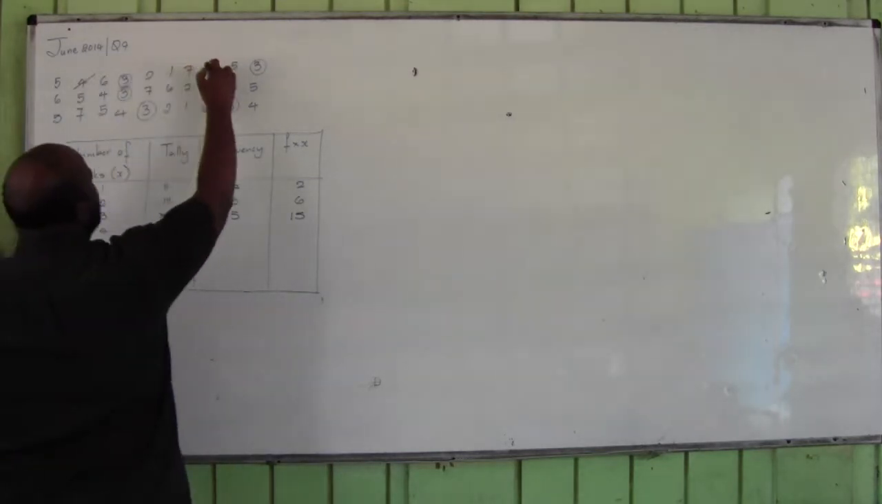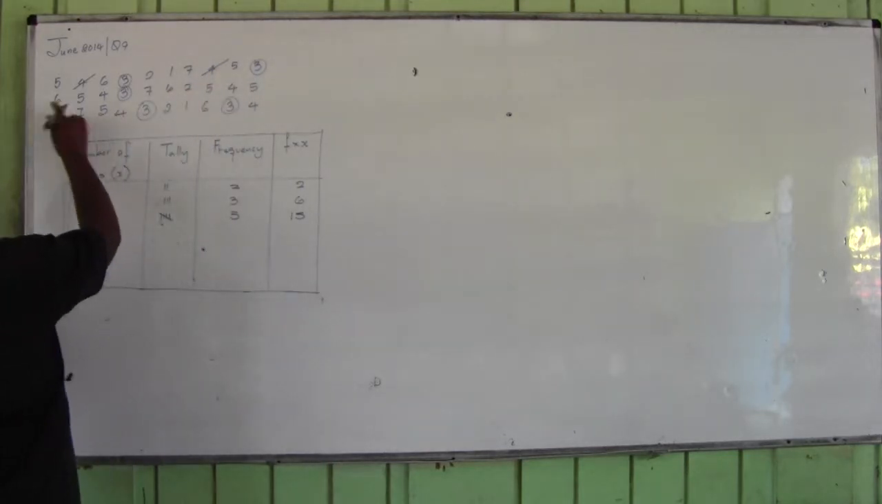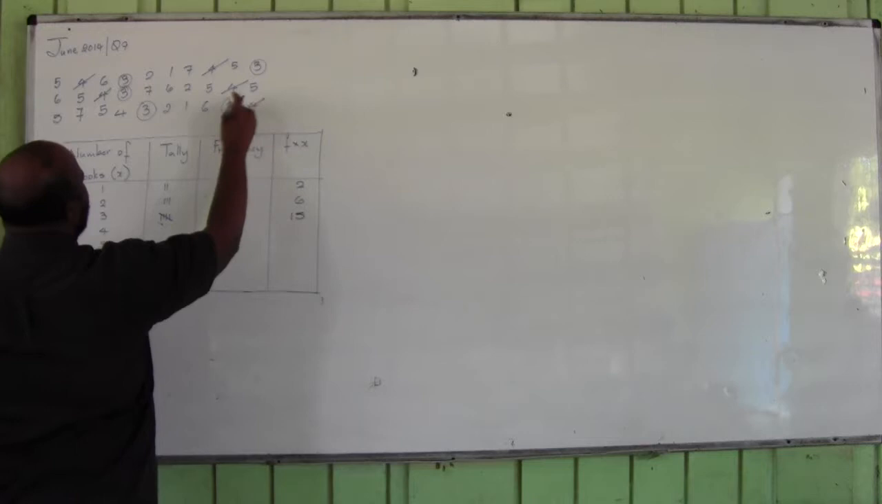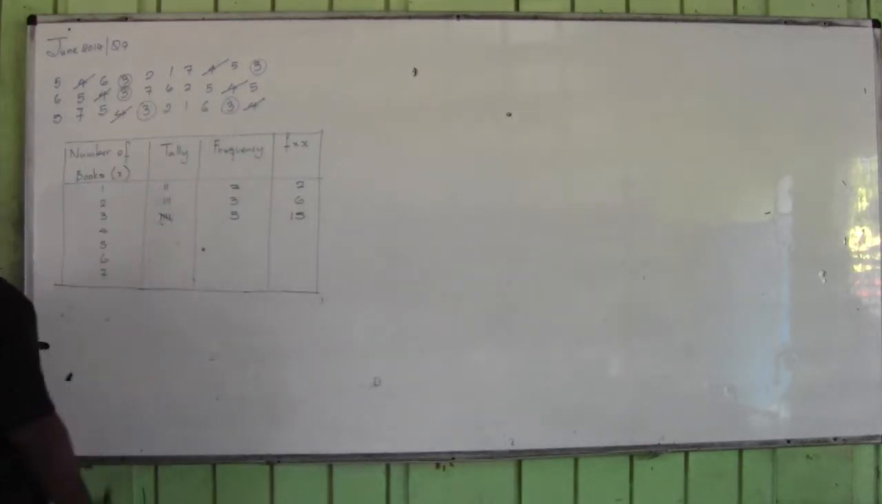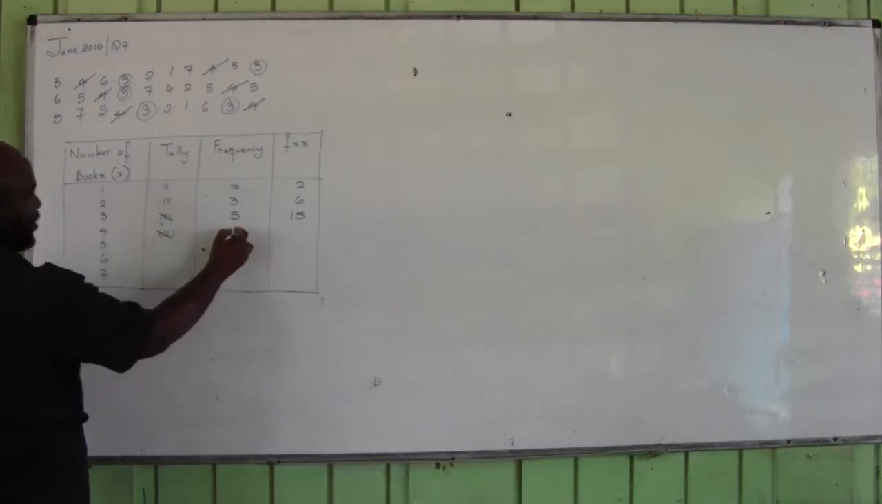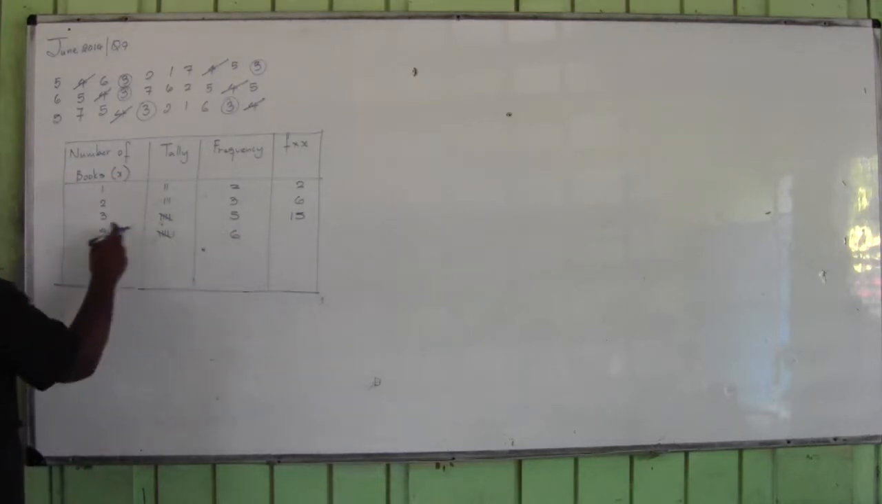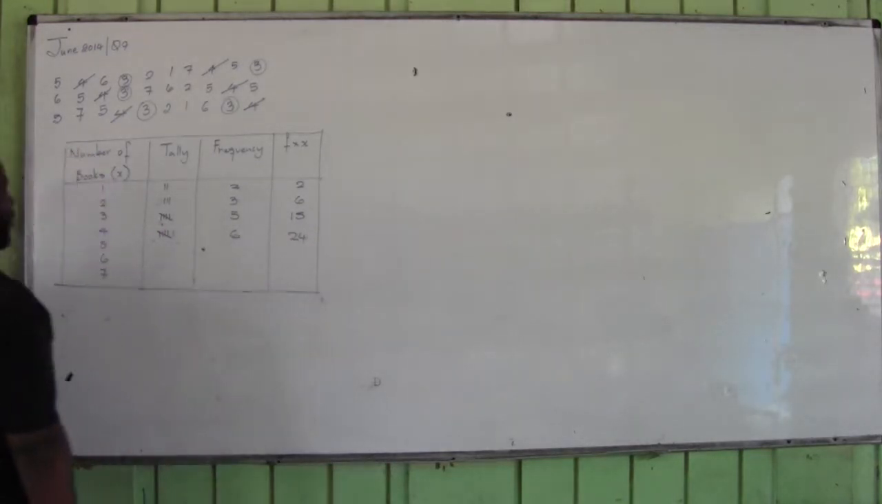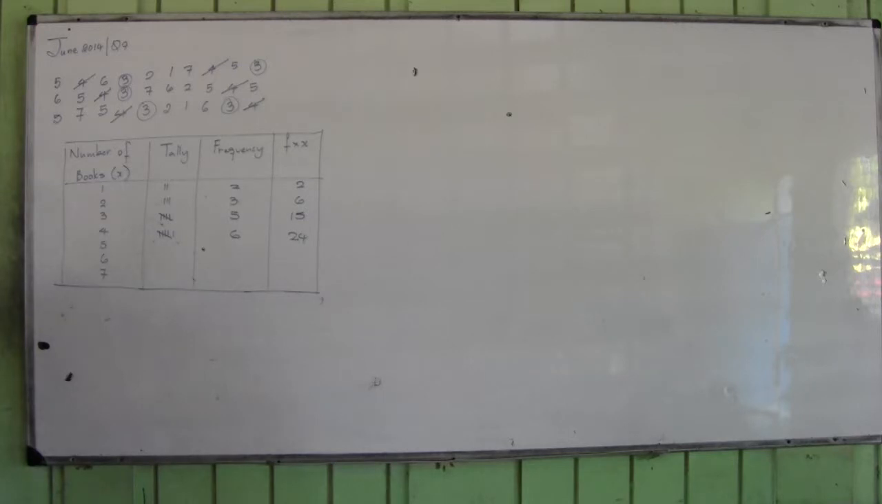1, 2, 3, 4, 5, 6. Do you agree? So the frequency is 6. 6 times 4 is 24.